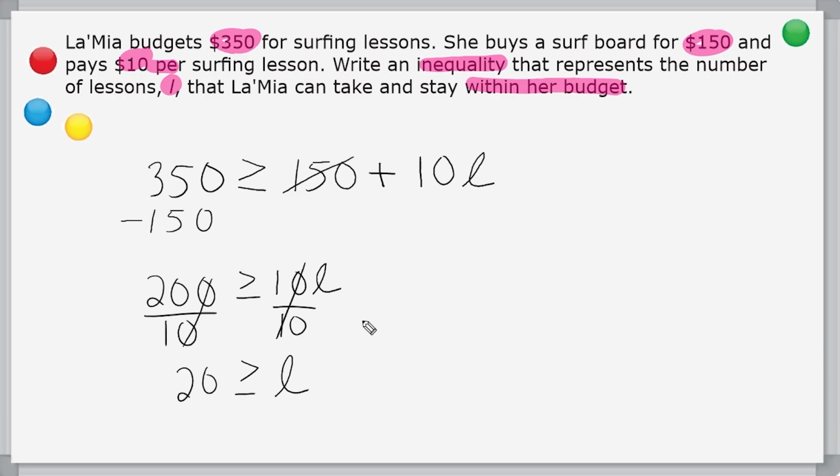So the number of lessons that she could take on her budget has to be less than 20 or equal to 20. So we can say that she can take a maximum of 20 lessons, but she can't take any more than that. That is the maximum amount of lessons that she can take and still be within her budget.